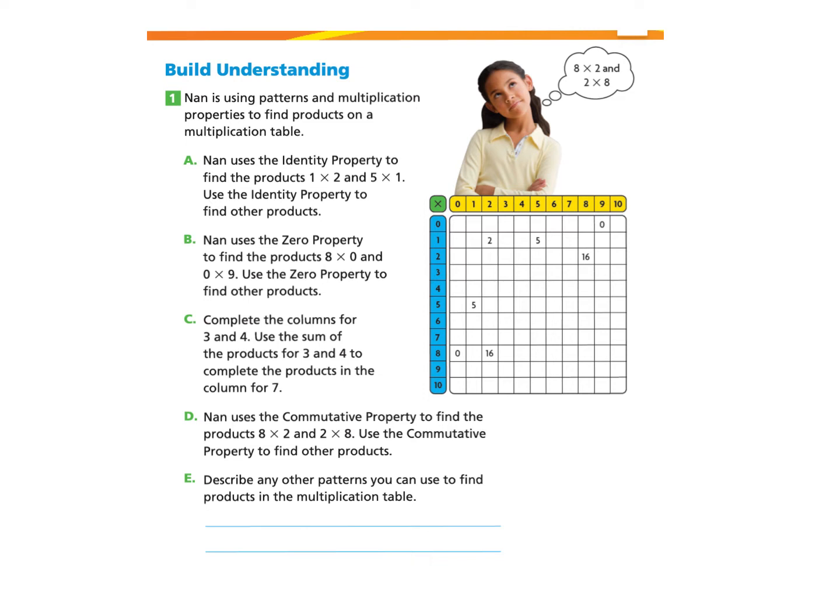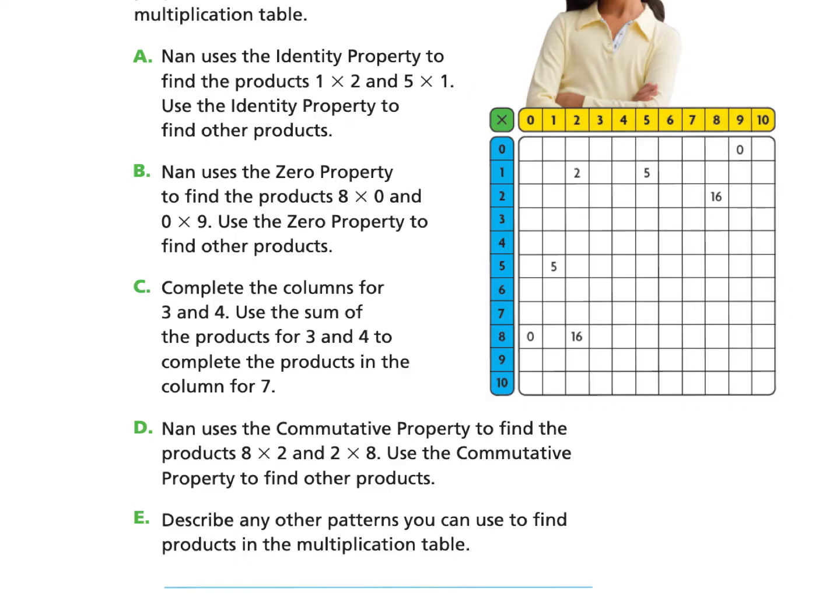So what I'm going to do is zoom in a little bit more so that I have more space. Let's start on part A. Nan uses the identity property to find the products of 1 and 2 and 5 and 1. Use the identity property to find the other products.